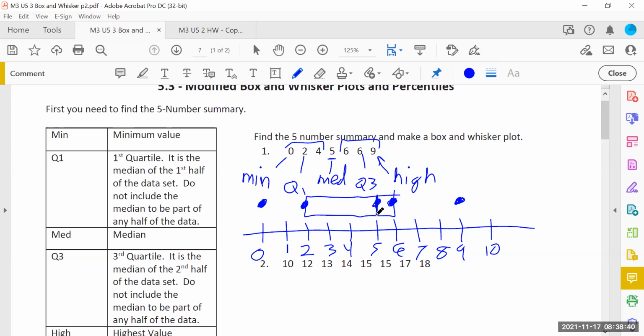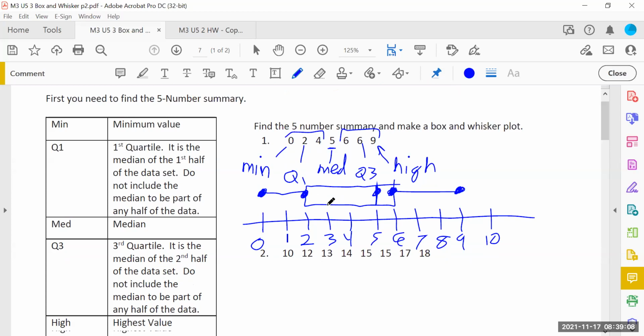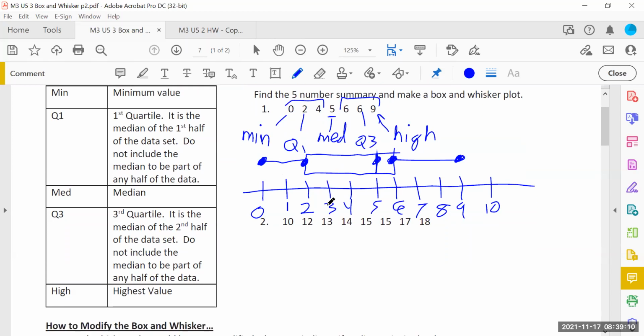Draw a line through the middle one. And then the whiskers go from the box out to the high and down to the minimum. Yes. What was that? The 4 doesn't show up. It's inside the box. No matter how many numbers I have in my data set, I'm only going to use 5 of them to make the box and whisker plot. The others are going to be inside the different pieces of that box and whisker plot. So yes, the 4 is inside here.